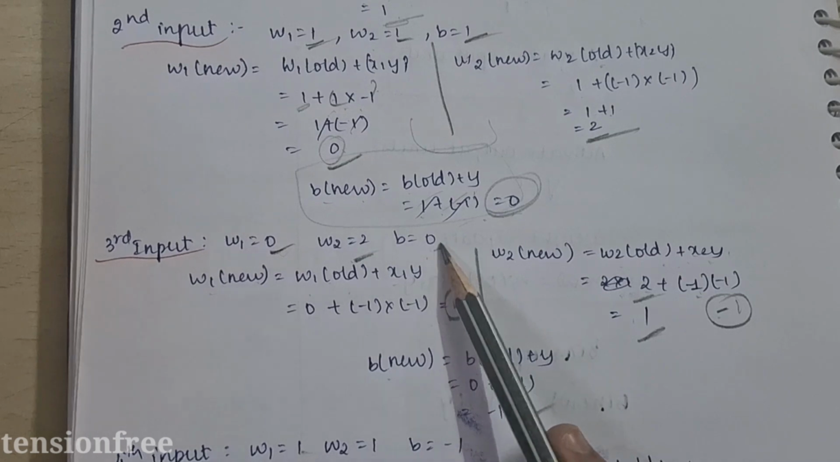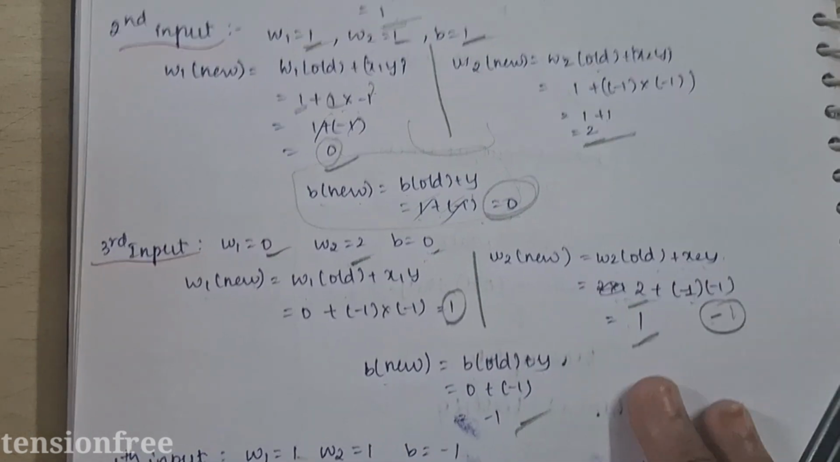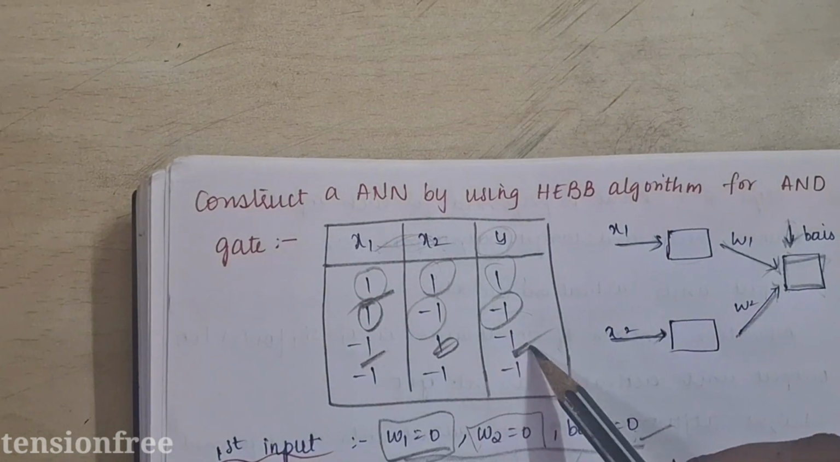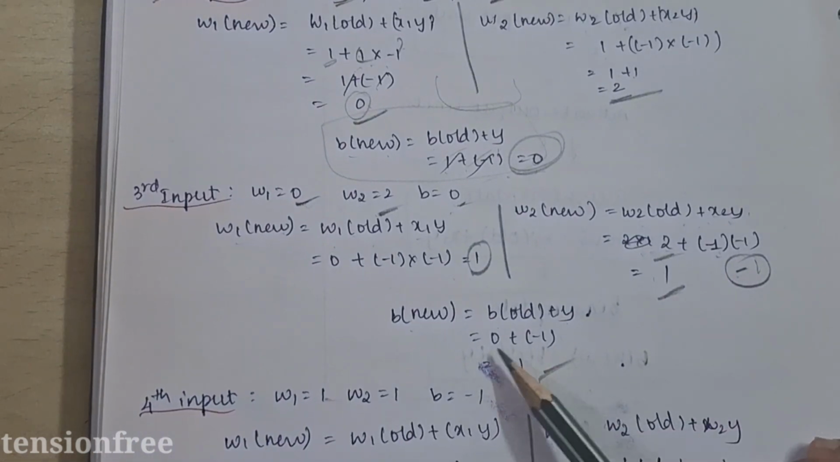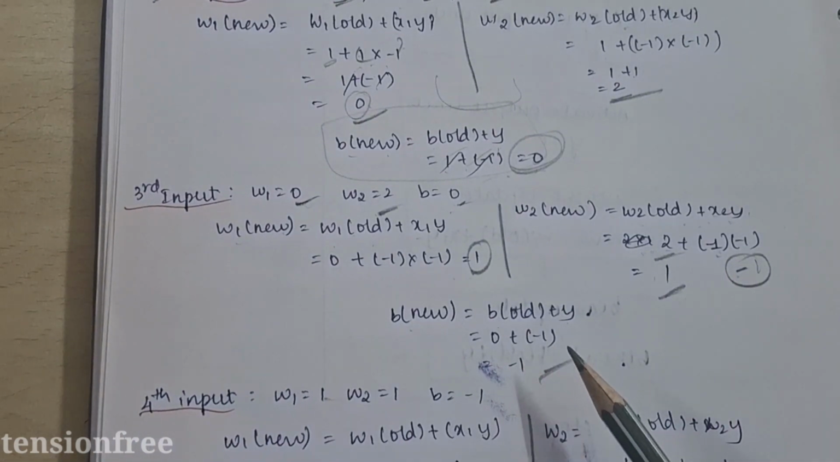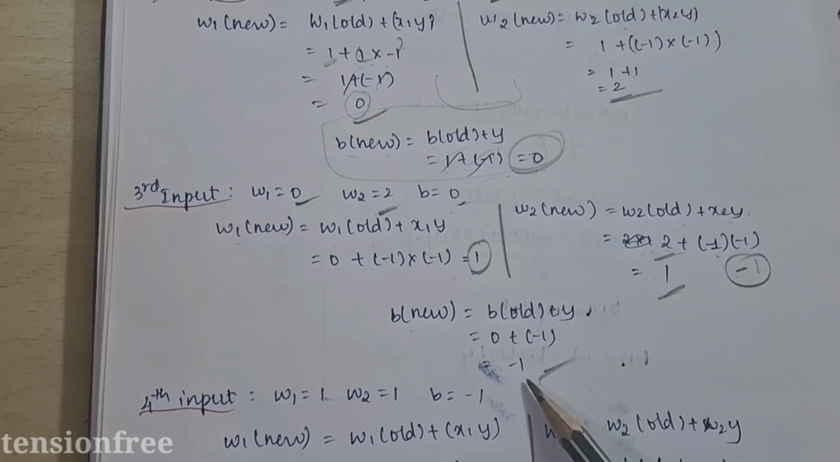What is the B old? 0. What is the Y value? Look at here. That is minus 1. We have to write here minus 1. 0 plus minus 1 is minus 1.